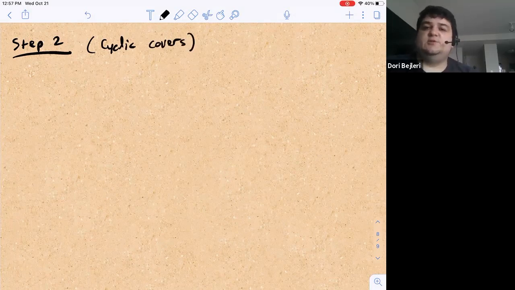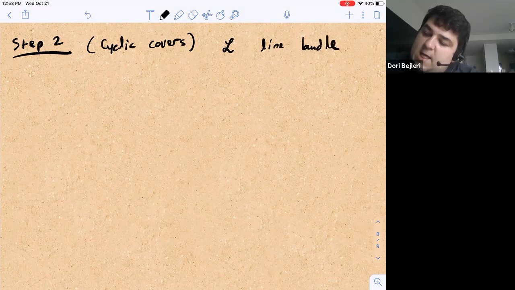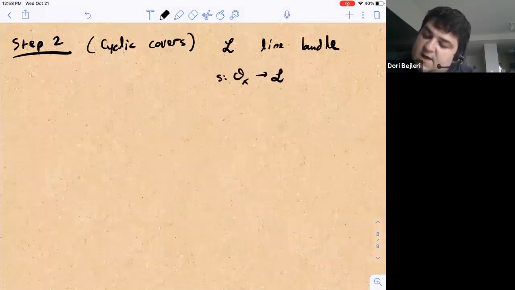But we need something slightly more general. When we were classifying surfaces, we wrote down the cyclic cover construction where you get unramified cyclic covers associated to torsion bundles. And now more generally, if you just have any line bundle L, and let's say we have a section S of L to the tensor M.